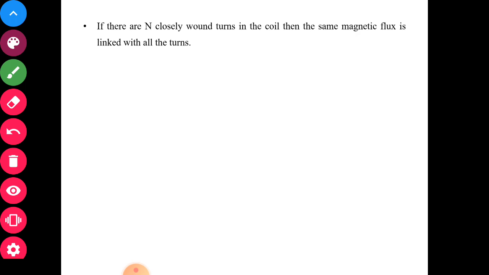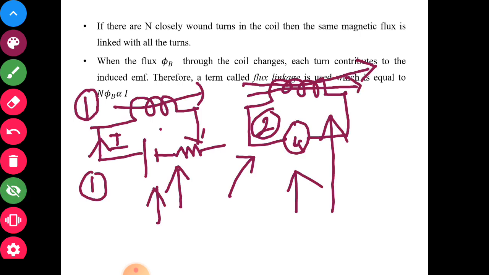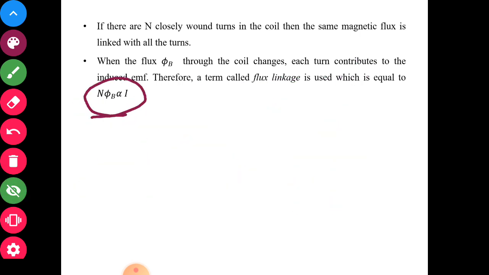If there are n closely wound turns in the coil, then the same magnetic flux is linked with all the turns. Okay, because if there is one turn, then flux is phi B, and if there are n turns, then there will be total flux n phi B, which is also found to be directly proportional to current. And this flux is known as flux linkage. Flux linkage is proportional to current. More the current, more the flux linkage.